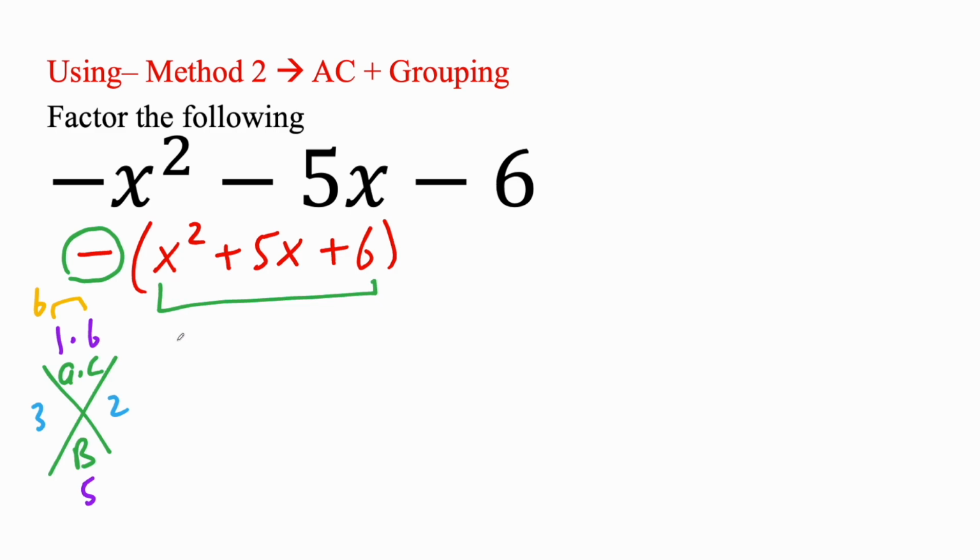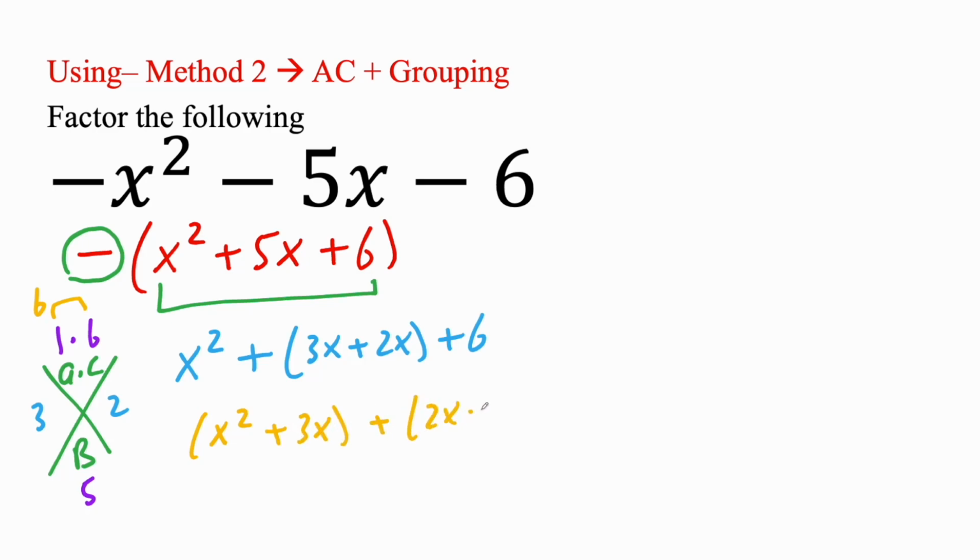Now I'm going to rewrite what we have. So I have x squared. Instead of saying 5x, I'm going to change it to plus parentheses 3x plus 2x. And I can do this because 3x plus 2x is 5x. And then I'm going to keep my plus 6. Again, this negative, I'm going to deal with it at the very end. Now I'm going to group the first two pieces and the last two pieces. So x squared plus 3x, close it, plus parentheses 2x plus 6.